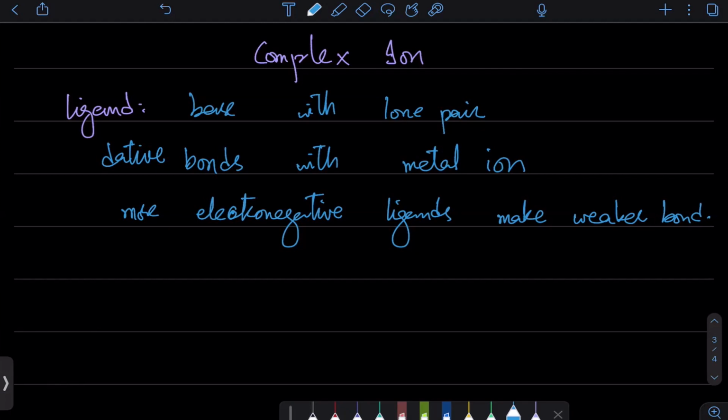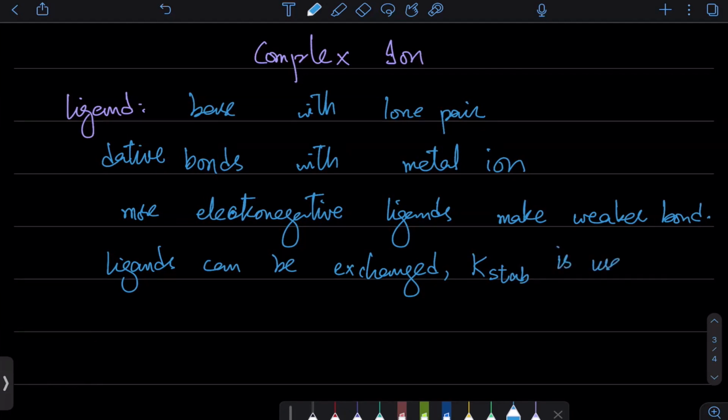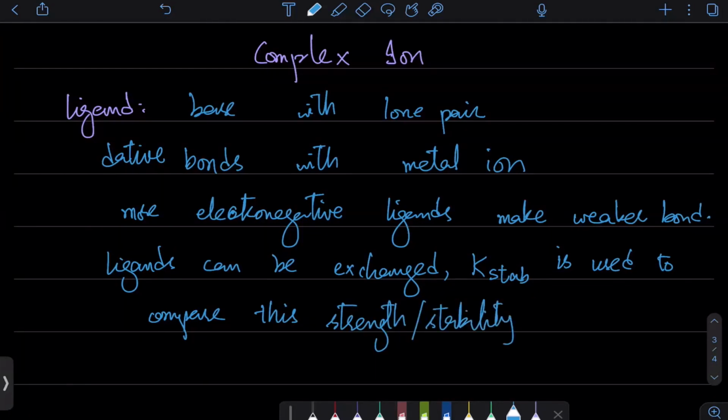To figure out the stability of any such ligand exchange, ligands can be exchanged, we use K stability, the K stab value, used to compare this strength or stability of these bonds, the dative bonds that they make.